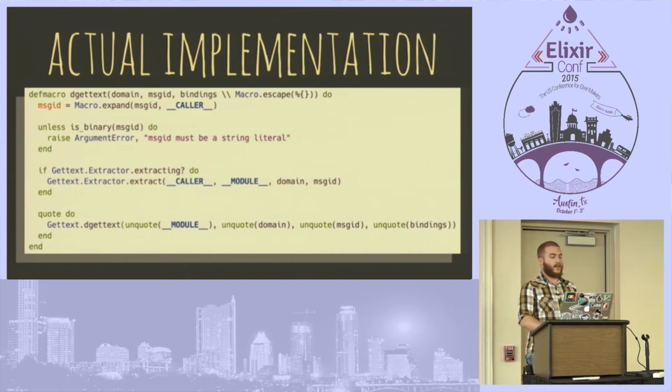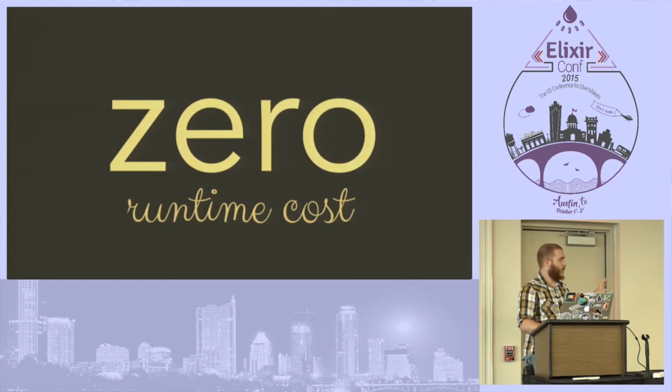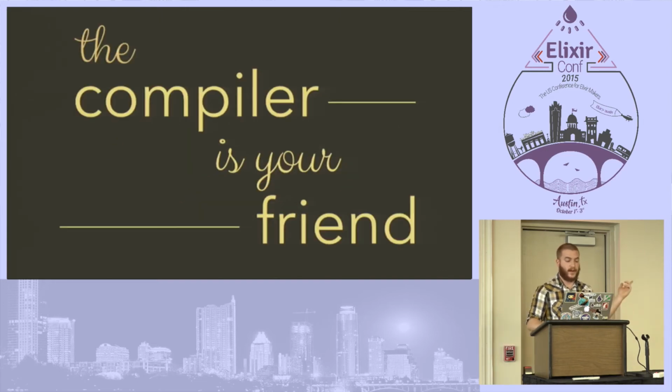But the nice thing about all this is that this has zero runtime cost, right? So all this code we're using to extract translations has absolutely no runtime cost, because it's all done during compile time, and then it goes away because it doesn't affect the quoted AST that the Gettext macro returns, right? So this is amazing. And the compiler is a friend again, because we're simplifying runtime a lot, but we're doing a lot at compile time at the same time.